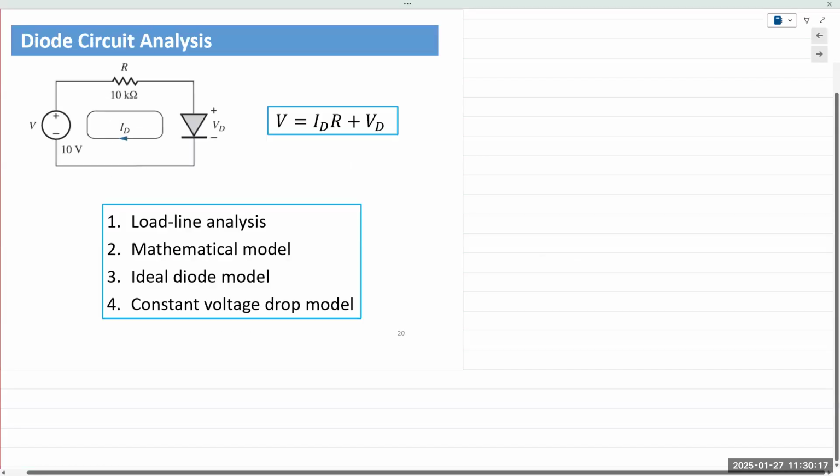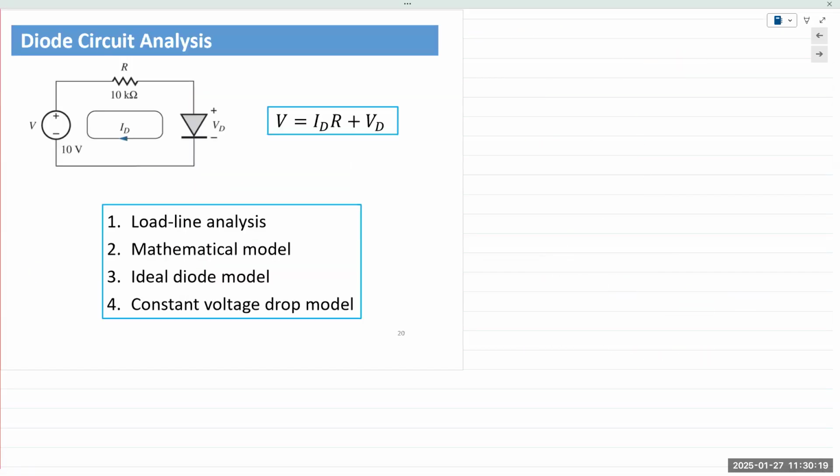So here is a simple circuit. We have one source connected to a diode via a resistor R. Values are given. Source is 10 volts. Resistor is 10 kilo ohms. We are asked to find the diode voltage VD and diode current ID.